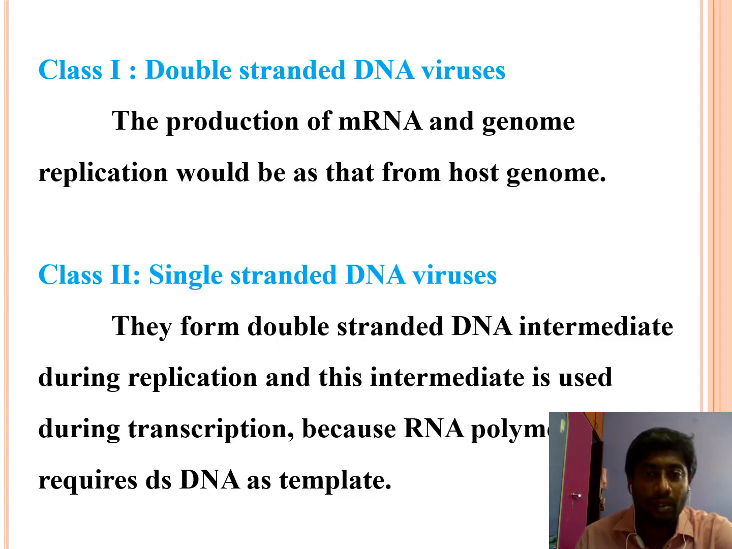Class 1 is double stranded DNA viruses, with production of mRNA and genome replication using the host machinery. The important example is pox virus. And class 2 single stranded DNA viruses form a double stranded DNA intermediate during replication, and this intermediate is used during transcription as RNA polymerase requires double stranded DNA as the template.